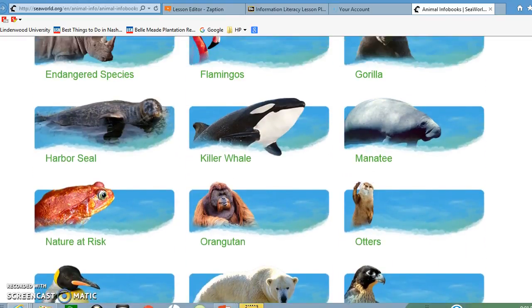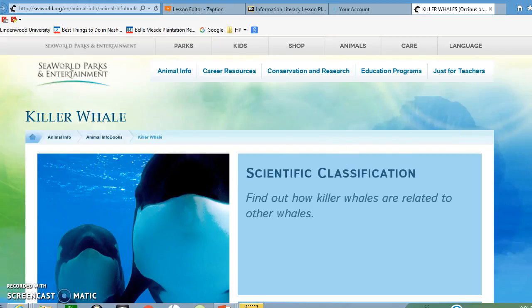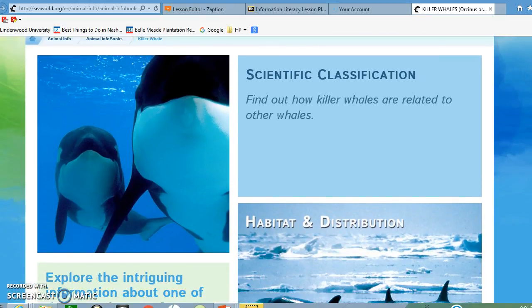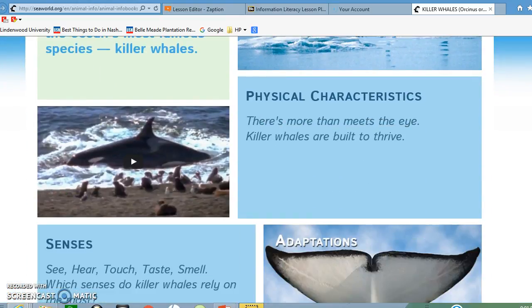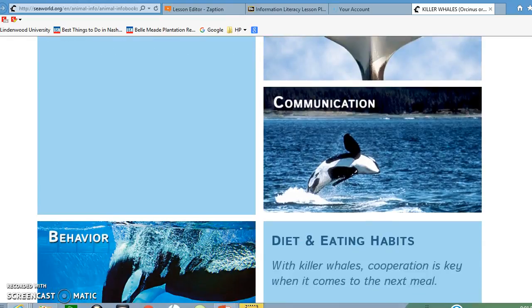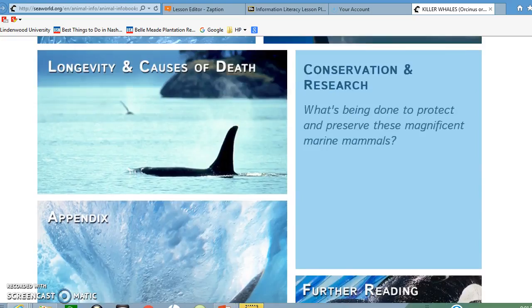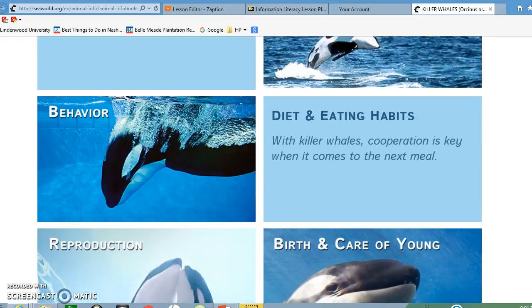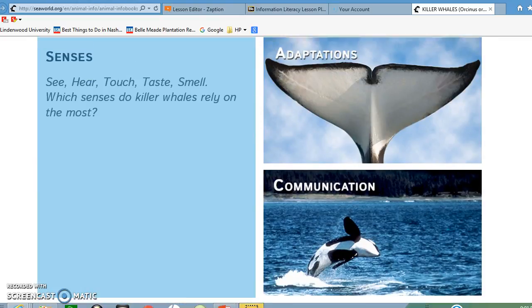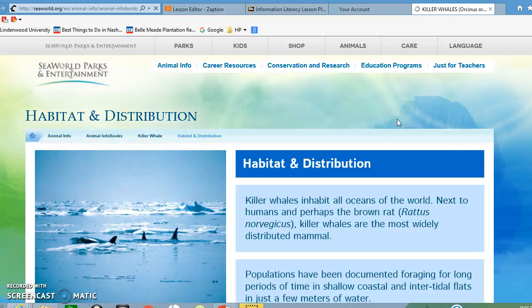Since I've been talking about killer whales, I'm going to continue with this. Looking at this, I'm going to determine whether or not it is going to help me just by glancing at it first. It gives me a bunch of things to look at, and I know several of them are on your list of things you have to research, such as reproduction, diet, adaptations. We're going to click on habitats to look at that article.